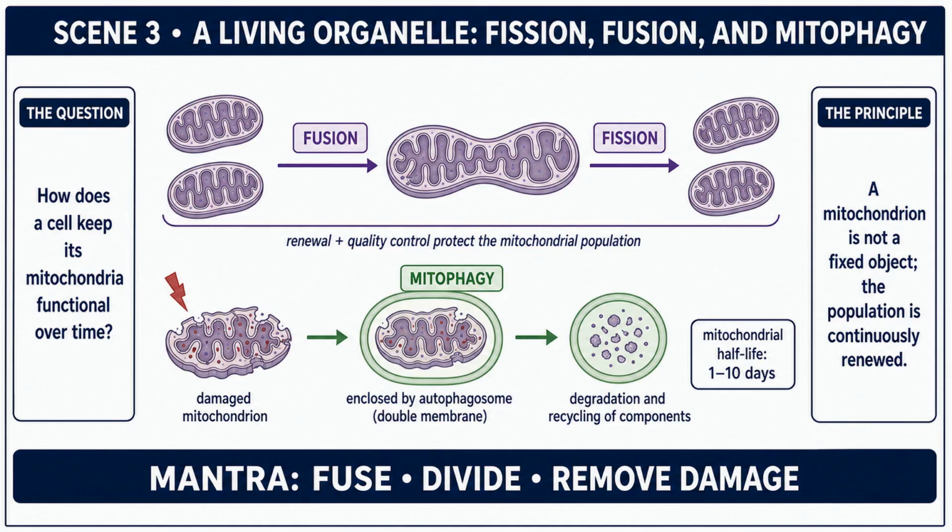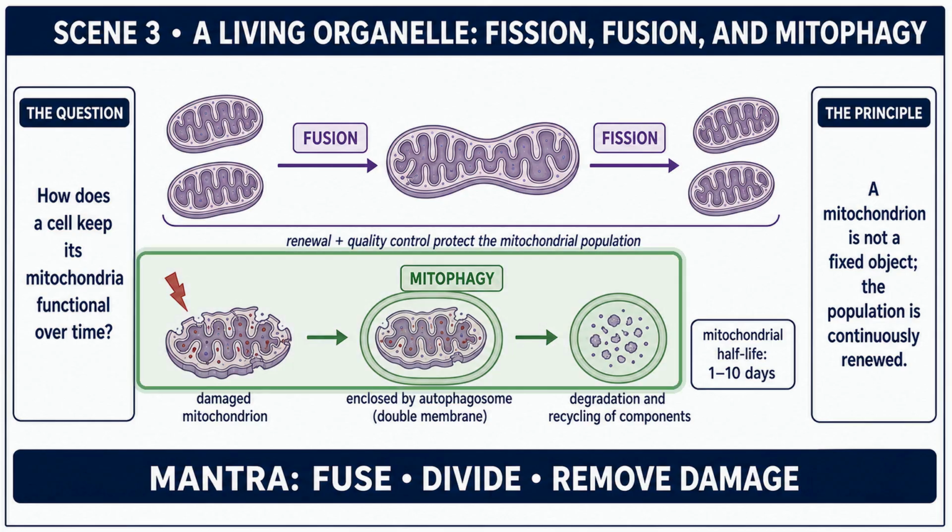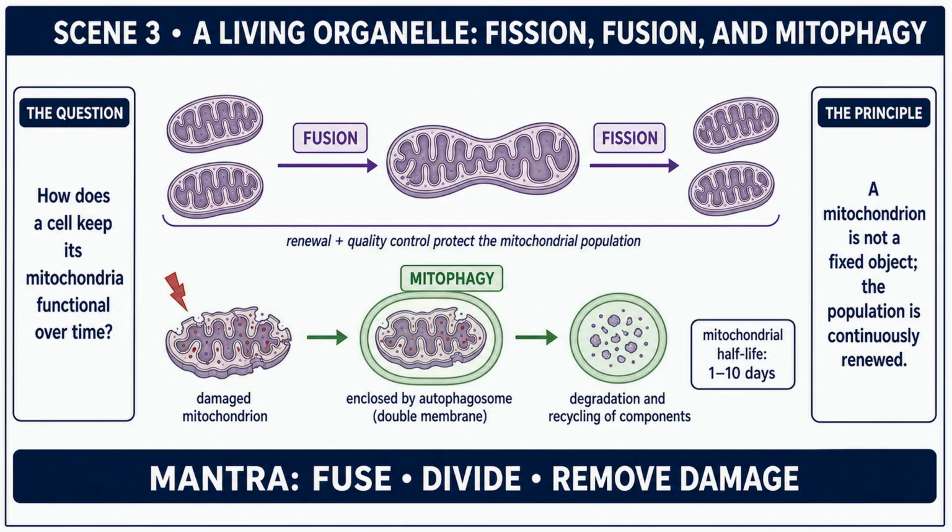Mitochondria also have limited lifespans. Damaged or obsolete mitochondria can be removed by autophagy in a selective process called mitophagy. Depending on the tissue, nutritional state, metabolic demand, and injury, the estimated mitochondrial half-life is roughly 1 to 10 days. The important idea is that mitochondrial function depends not only on what an individual mitochondrion does, but also on how the population is renewed and quality controlled.